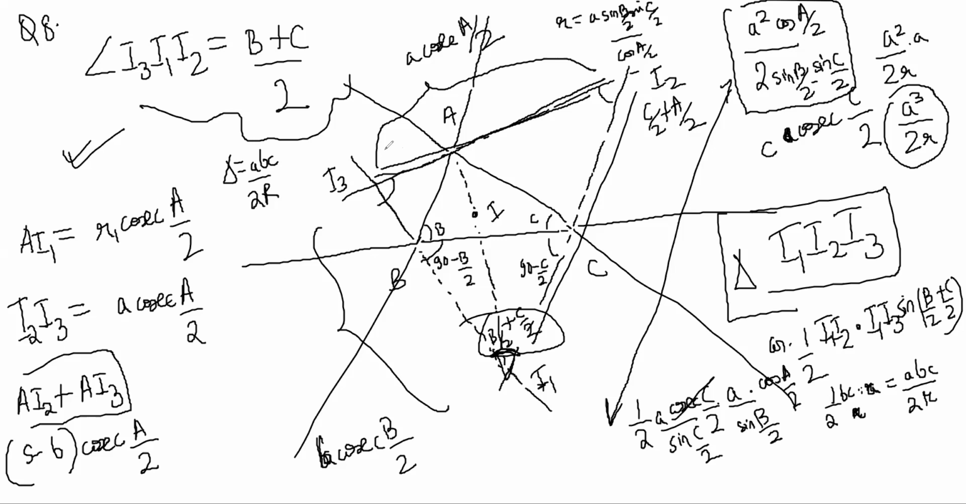Okay, so now we come to a different type of question, the 12th one, right? Question 12. So prove that IO square is equal to 3R square into 3 minus 2 cos A, 2 cos B, 2 cos C.